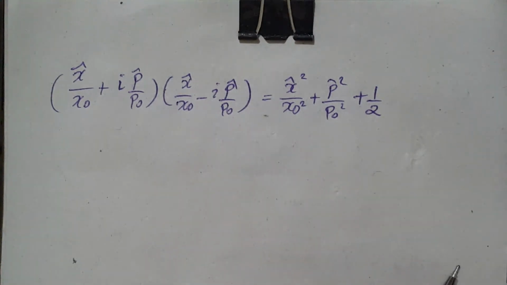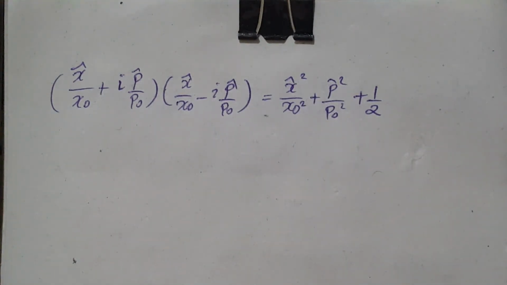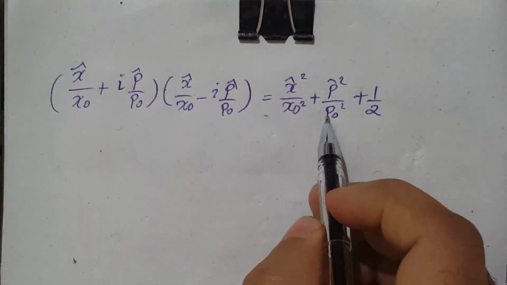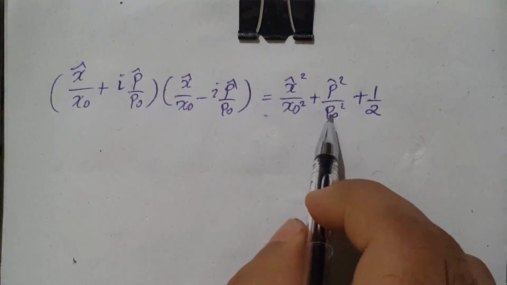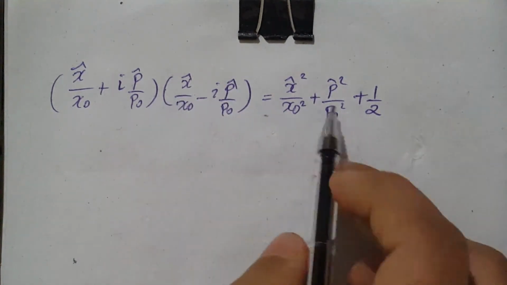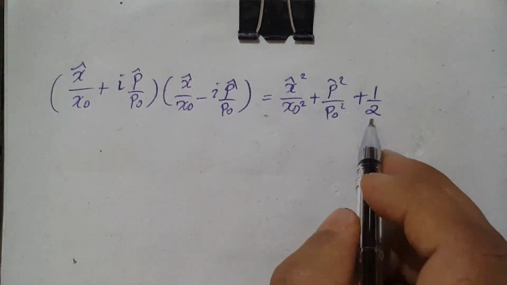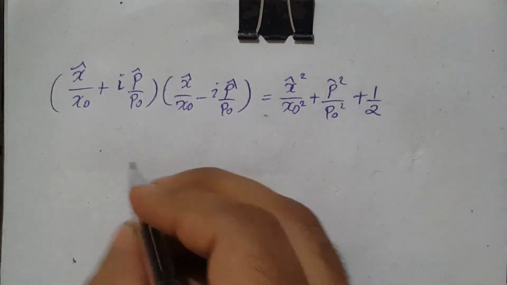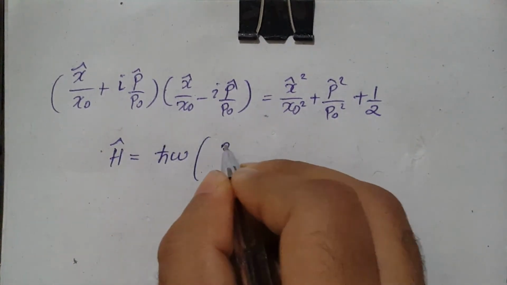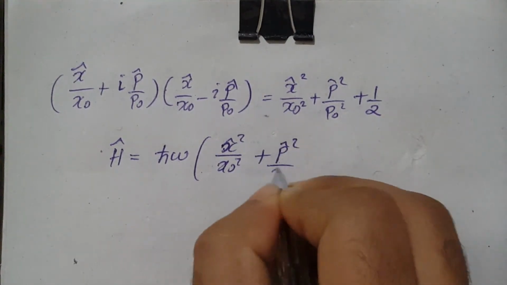Okay, so in the case of real numbers, we were expecting it to be just a squared plus b squared, but it is not, and we found that in case of the special operators x cap and p cap, this will be x cap squared by x naught squared plus p cap squared by p naught squared plus half. Okay, but what was our Hamiltonian now? Hamiltonian was h cut omega times x cap squared by x naught squared plus p cap squared by p naught squared.